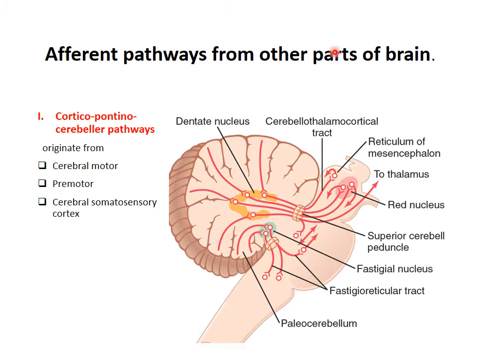So the afferent pathway from other parts of the brain is the corticopontocerebellar pathway. As the name indicates, it originates from the cortex, meaning the cerebral motor cortex, premotor cortex area, and cerebral somatosensory cortex. From these areas, fibers go to the pontine nuclei. Again they form the tracts and they form the cerebellar pathway.